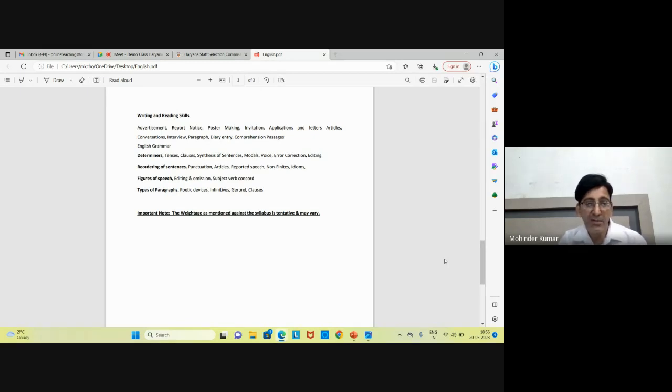Then we have the infinitives. Again, this topic has been repeated. Non-finites, do you know, it is of three types. It is infinitive, gerund, and participle. So again, they have repeated this topic, infinitives, gerund. They are the part of non-finites. Clauses, this topic has been repeated.